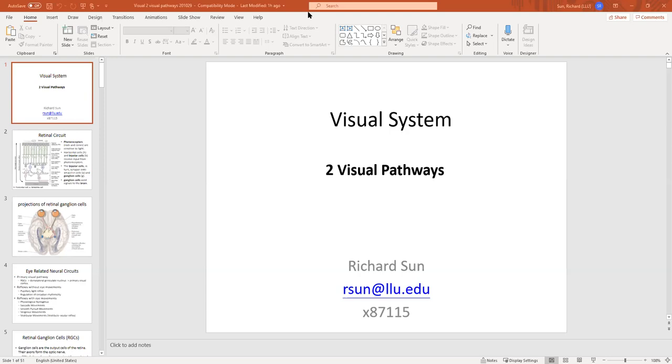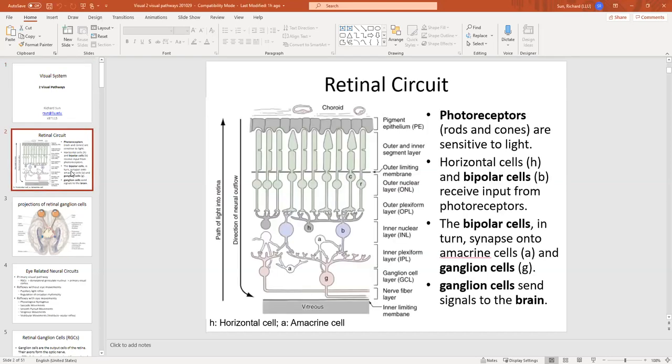All right. Very quickly, this is the slide you probably see right now. This is where we left off last time, in the retina. We learned about this circuit in the retina. The major circuit is from the photoreceptor to the bipolar to the ganglion cell. Then this ganglion cell sends its axon through the optic nerve.